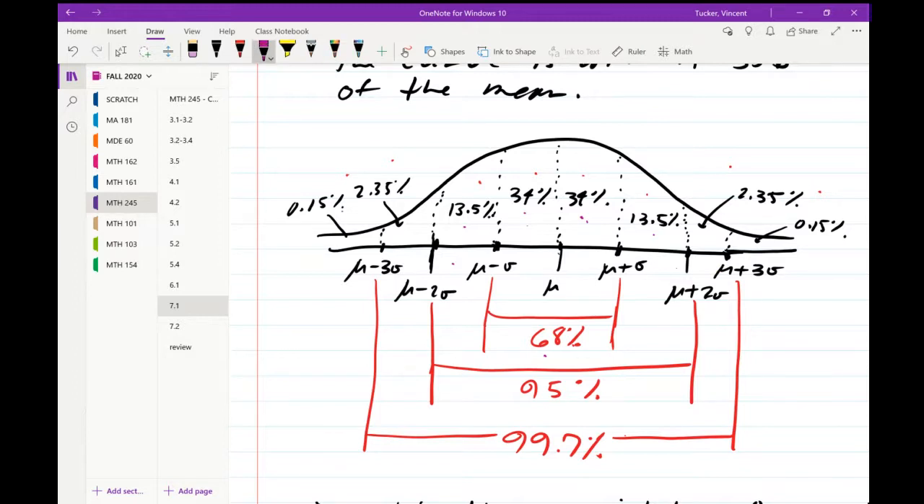So those percentages will always stay the same. At 0.15, 2.35, 13.5, and 34 on both sides of your mean, they will always stay the same. Now the numbers on the bottom will change according to what your mean and your standard deviation are. But those percentages will always stay the same.